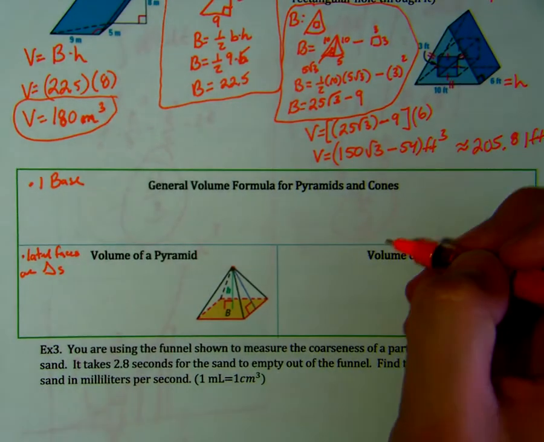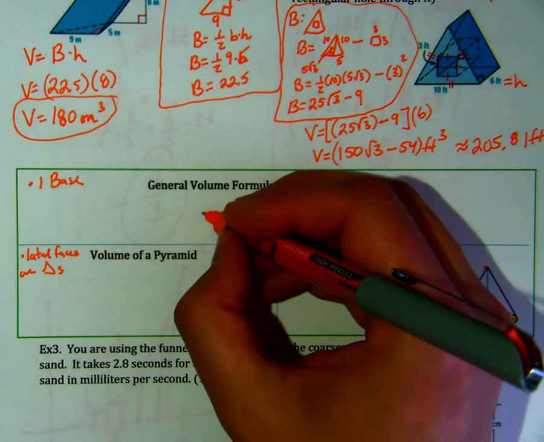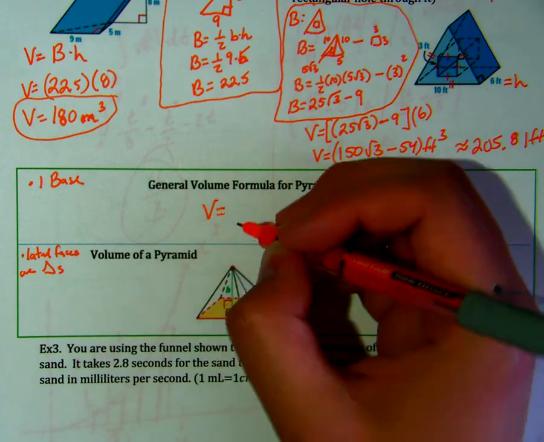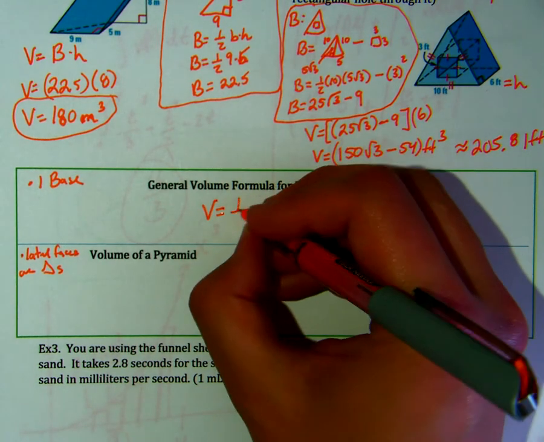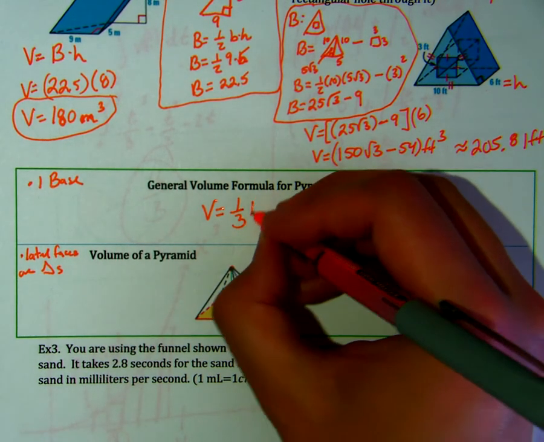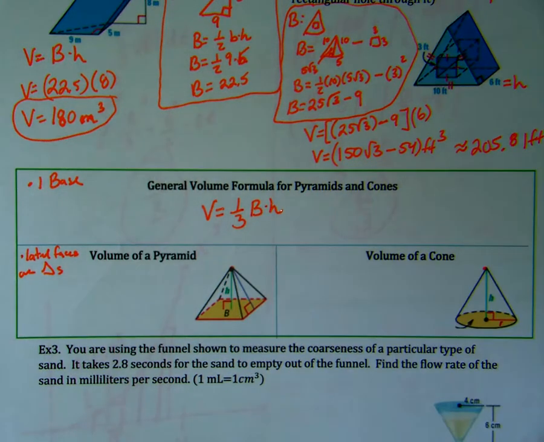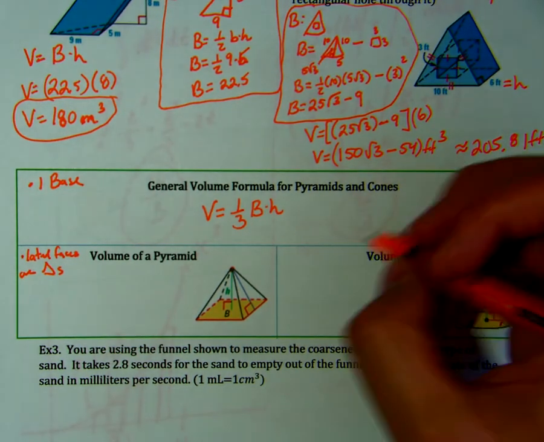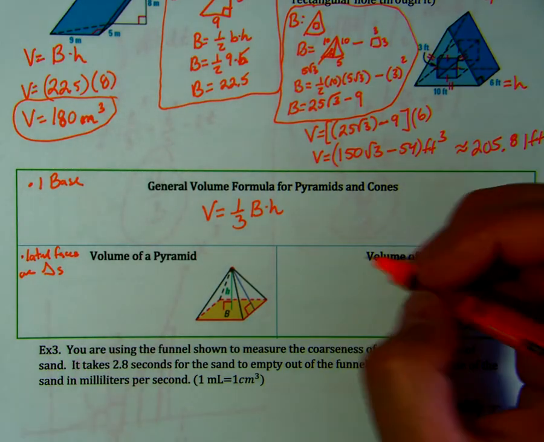So the general form for pyramids and cones is very similar. It's the same thing except it's precisely 1/3 of the area of the base times the height. There are some neat GIFs demonstrating that. I'll probably try to find a couple and put them online with this assignment. I hadn't done that yet, but that's a good idea.